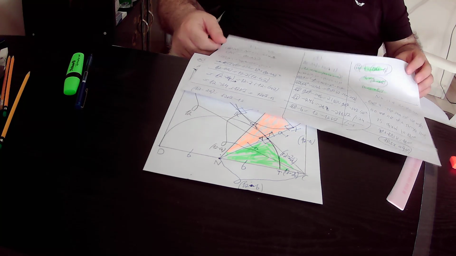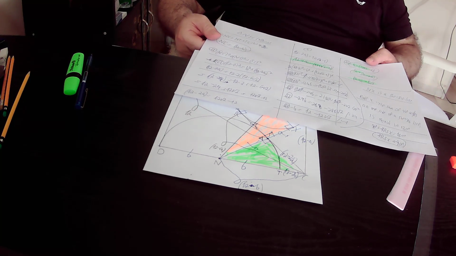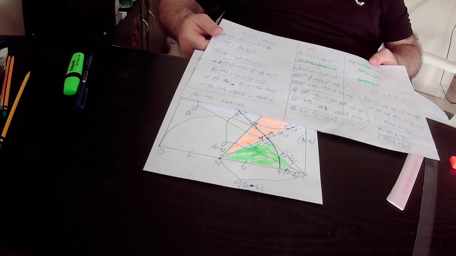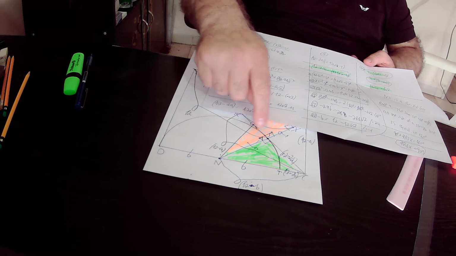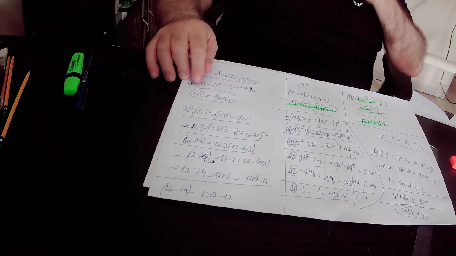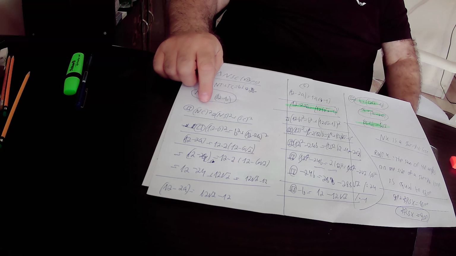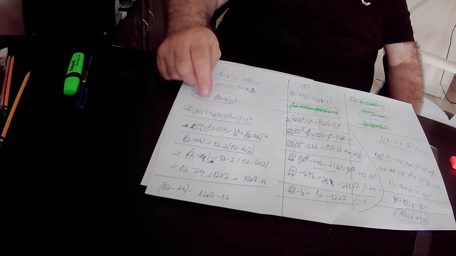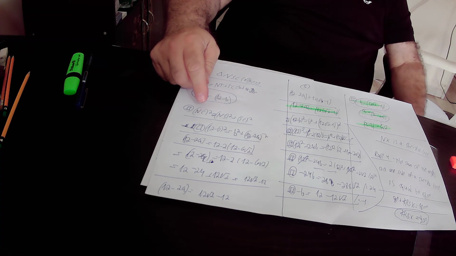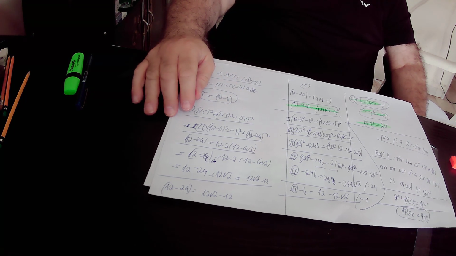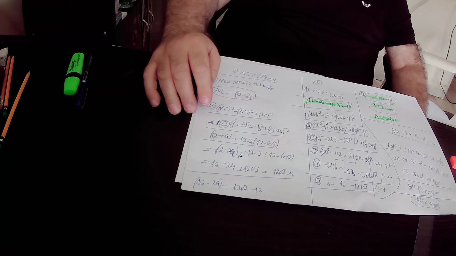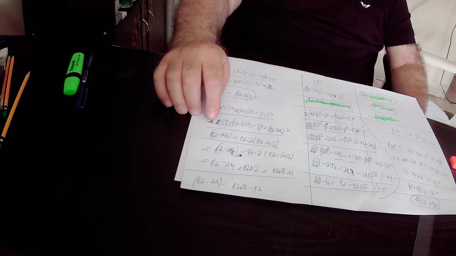Then we implemented the Pythagoras theorem on the right triangle NCS. According to the Pythagoras theorem, NC squared equals NS squared plus SC squared. NC is 12 minus B, so NC squared is (12 minus B) squared, and it equals NS squared, which is B squared, plus SC squared. SC squared is (12 minus 2A) squared. And we need the value of the expression 12 minus 2A.